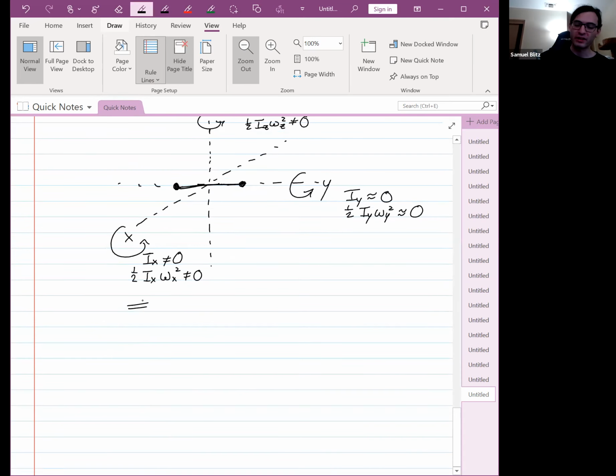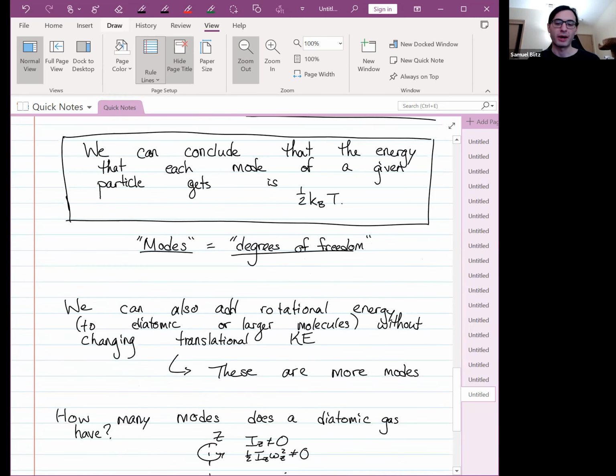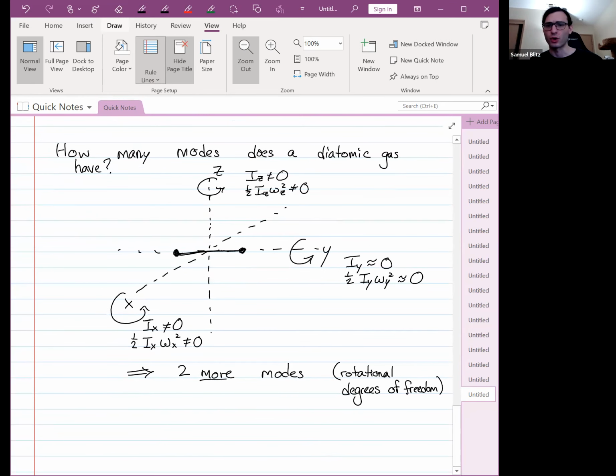And so what this implies is that there are 2 more modes for a diatomic gas than there are for a monoatomic gas. These might be called rotational degrees of freedom, or rotational modes. So just like I mentioned before, every mode gets 1/2 times kB times T amount of energy. This is on average, of course. There will be some that have more and some that have less, but on average they have that much.